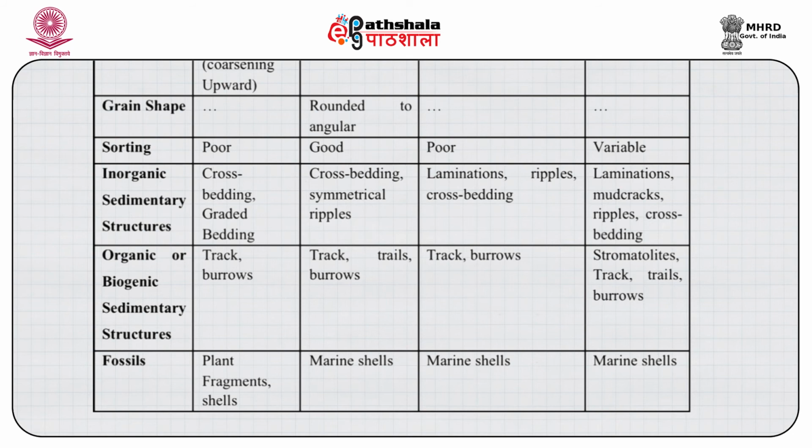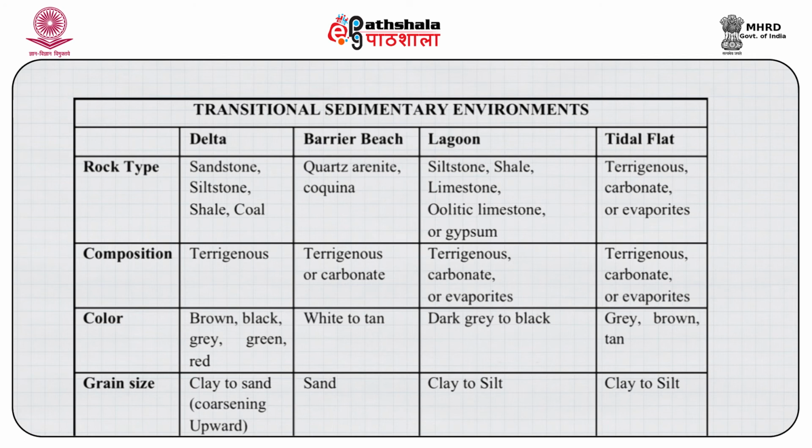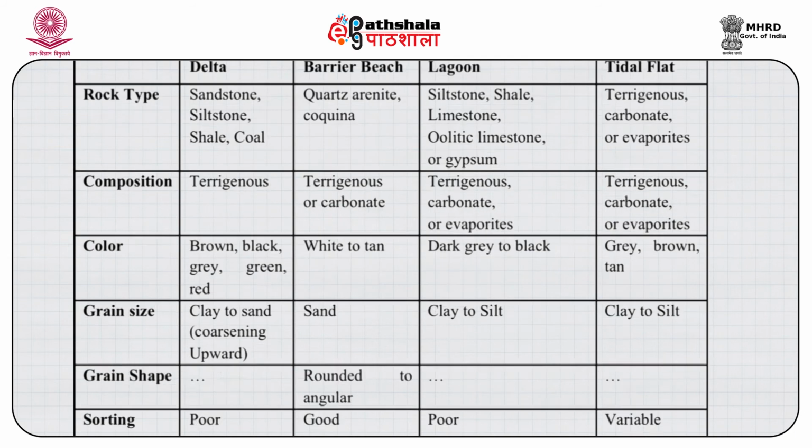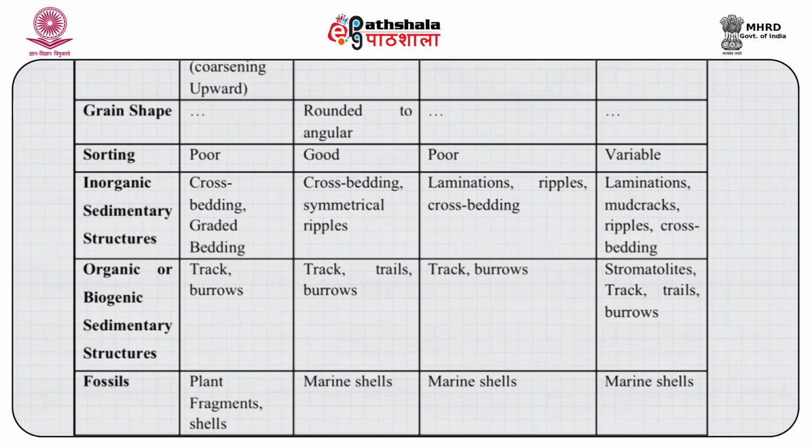deltaic environment. In case of barrier beach, quartz arenite and coquina are expected. Terrigenous or carbonate in composition. Terrigenous sediment generally dominates, but carbonate is also reported. The grain size in a barrier beach is expected to be sand. They are rounded to angular. Sorting is good. Cross bedding is abundantly present.